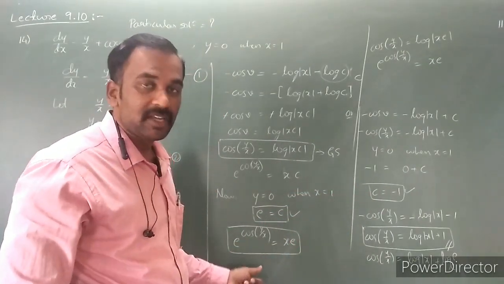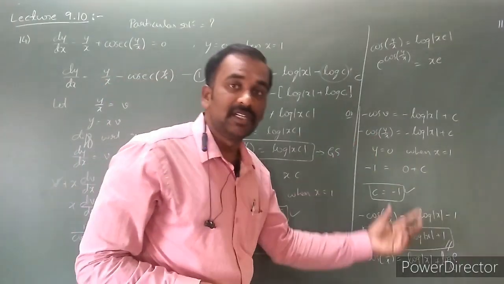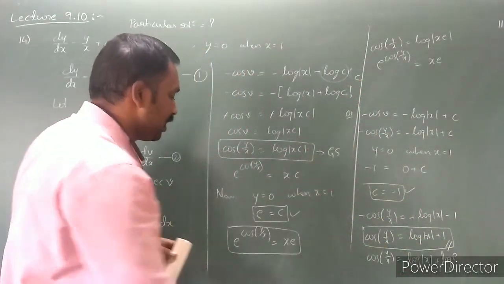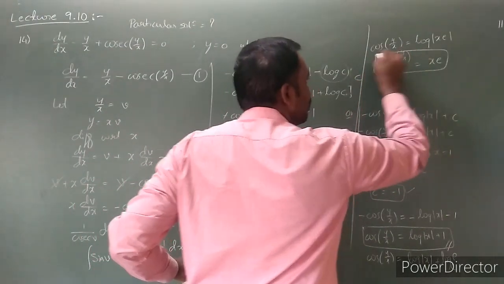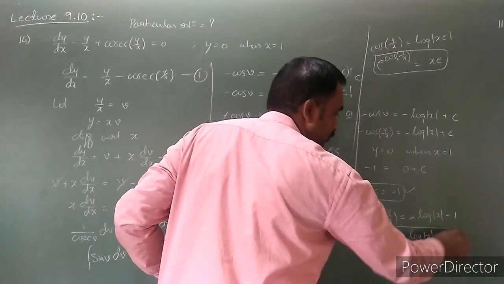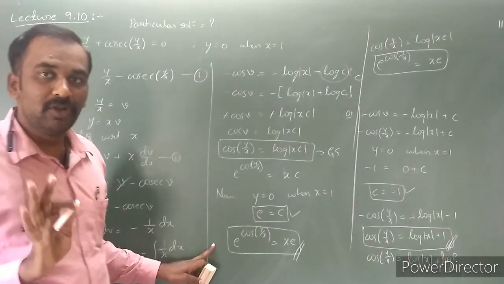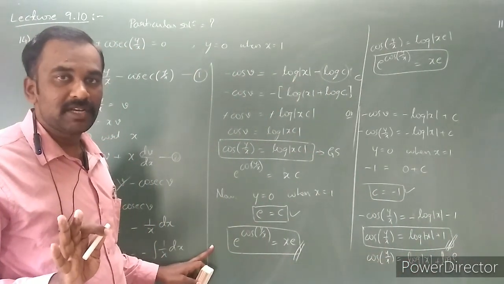After simplification of certain steps, we will get the final result the same. This is also a particular solution, and this is also a particular solution. Or we can stop here and we will get full marks. Nothing to worry. Are you clear?